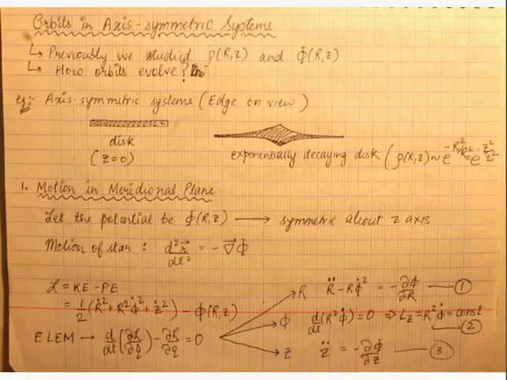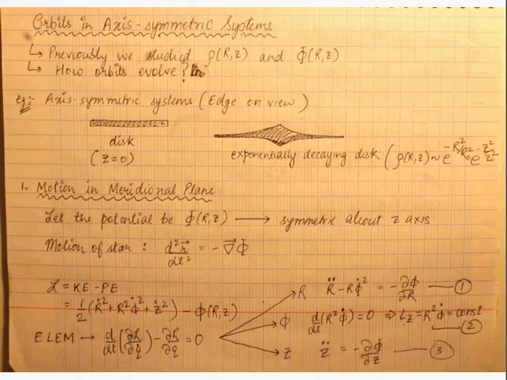So this over here is equation 1: r double dot minus r phi dot square equals minus del phi by del r. For phi, we get d/dt of r square phi dot equal to 0. So del L over del phi does not exist, because there is no phi dependence in the kinetic energy and no phi dependence in the potential energy as well, since it's an axisymmetric system. So d/dt of r square phi dot comes out to be 0, and we call this quantity r square phi dot the z component of angular momentum.